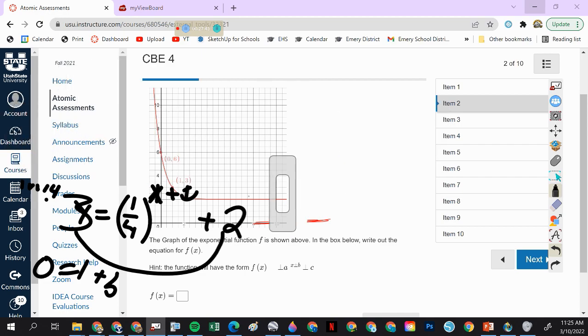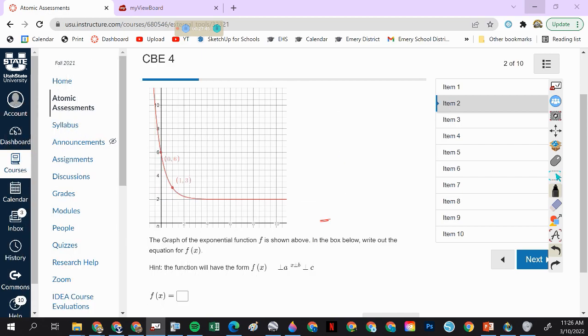And again, these look tough, but they're actually not too bad, as long as I do them the right way.